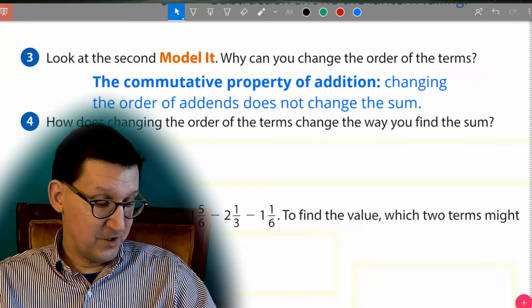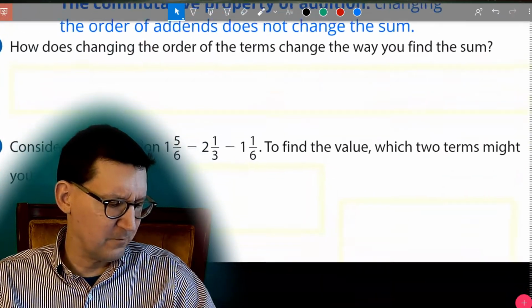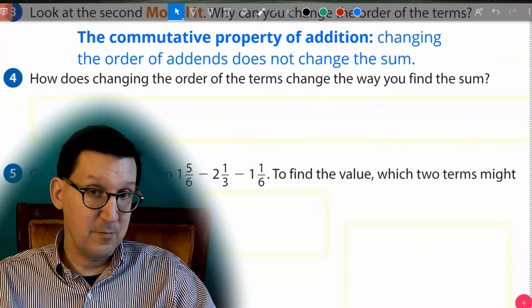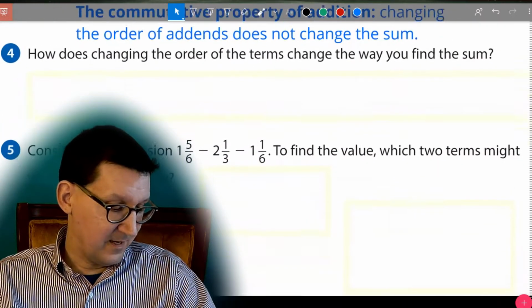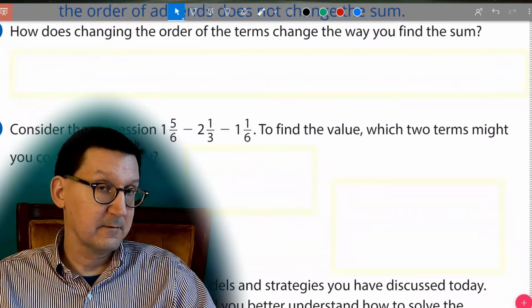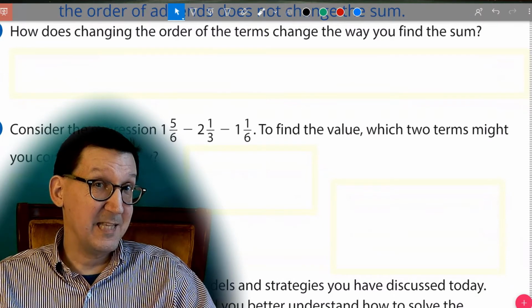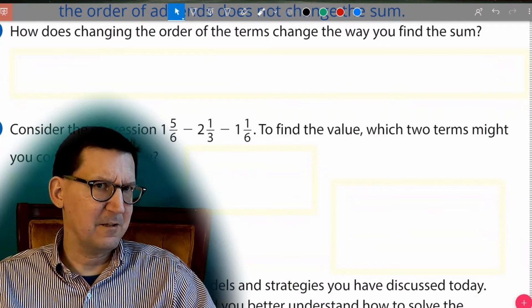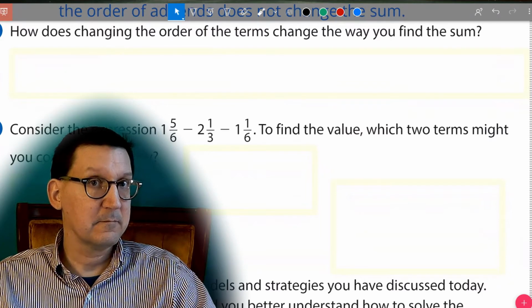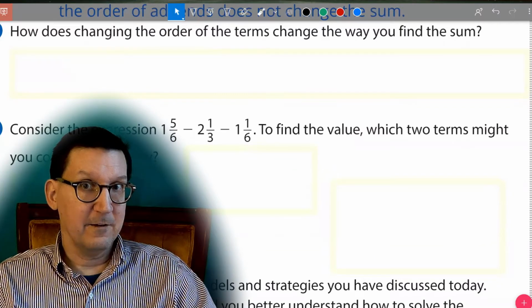So how does changing the order of the terms change the way you find the sum? In other words, why on earth would we want to use the commutative property of addition? Anyway, why not just do it from the beginning and work yourself all the way to the end? Why is it a big deal? It's all about making things easier, right? Math is all about finding the easiest way to solve something, using all the shortcuts and all the little tricks that we know to get an answer without going the long way around.